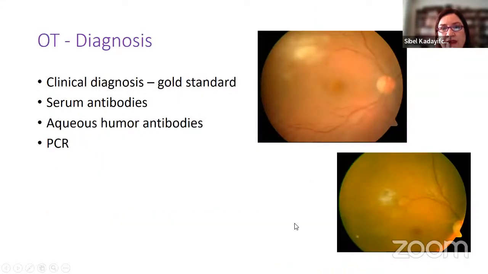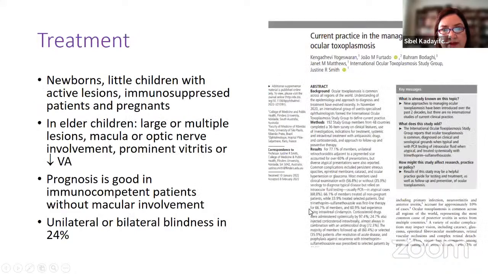Diagnosis is clinical. It's the gold standard, but we may look for serum antibodies, and if we cannot decide, we may look for aqueous humor antibodies and do the PCR test for toxoplasma DNA. Newborns, little children with active lesions, immunosuppressed patients, and pregnant women necessitate treatment. In older children, large or multiple lesions, macular or optic nerve involvement, prominent vitritis, or decreased visual acuity are the main indications for treatment. Prognosis is good in immune-competent patients without macular involvement, but unilateral or bilateral blindness may be seen in 25% of the cases.